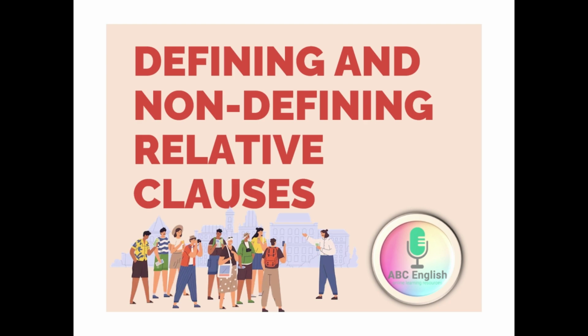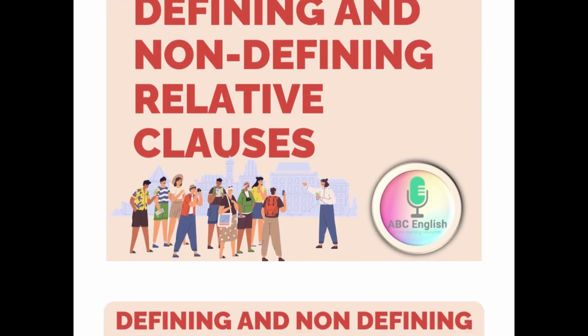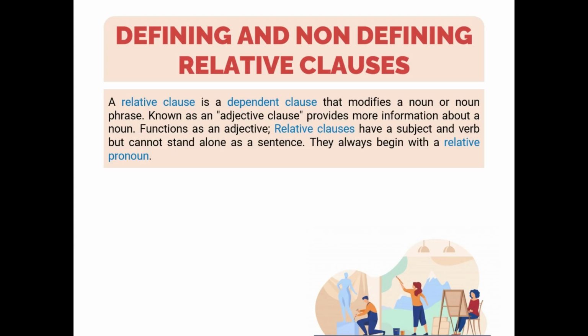Now we're going to start with the first topic from Unit 3, defining and non-defining relative clauses. First, let's define what a relative clause is. A relative clause is a dependent clause that modifies a noun or a noun phrase. It is also known as an adjective clause because it provides more information about a noun. Basically, it has the same function as an adjective.